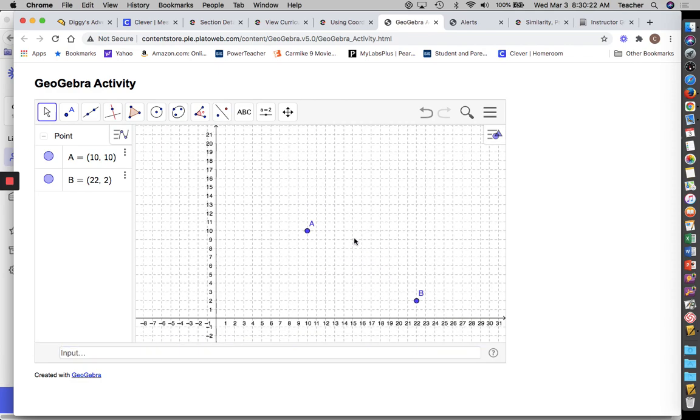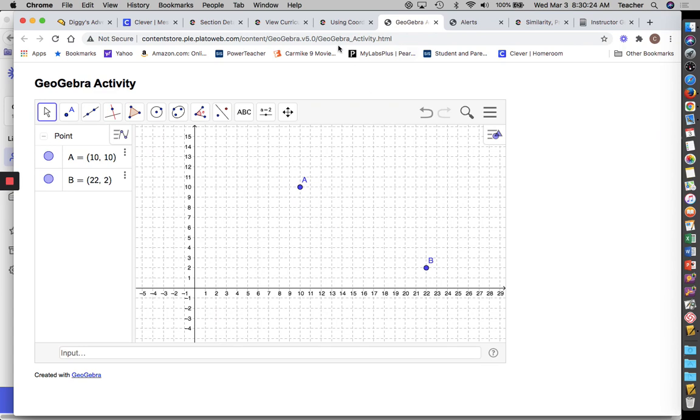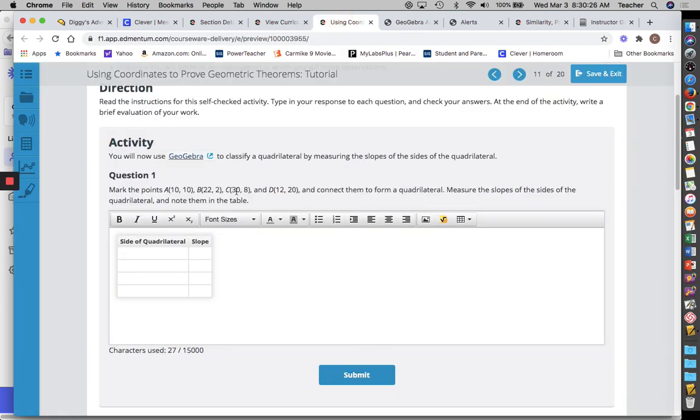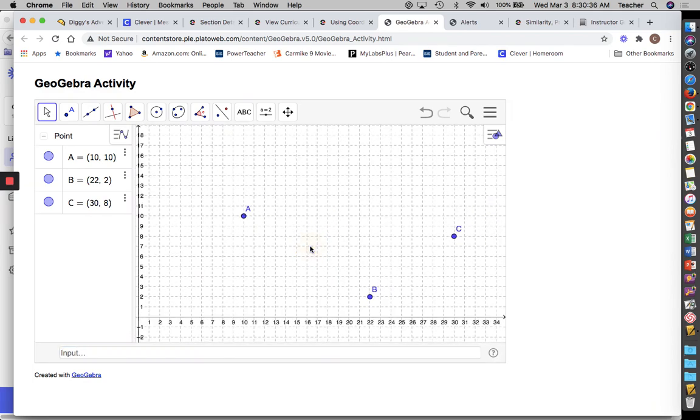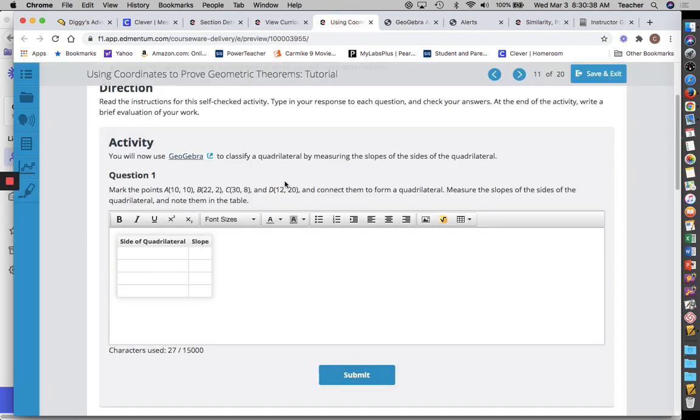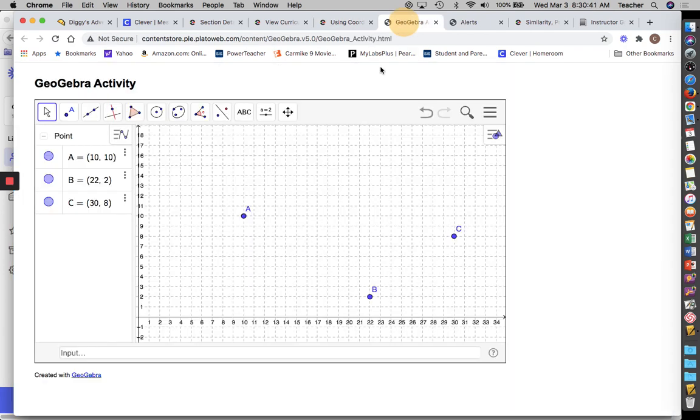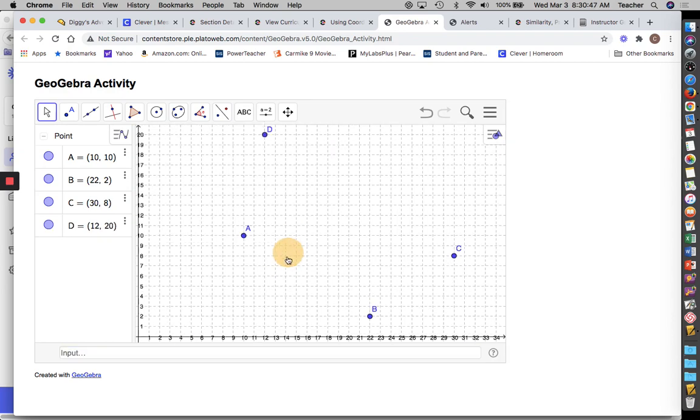I'm probably going to move this out so I can see it. Yep. Okay. All right, so let's see. Next is 38. So in parentheses, 30, comma 8. Hit enter. That's going to be way out there. All right. And the last one is 12, 20. In parentheses, 12, 20. Hit enter. All right, where's 12, 20? All right, there it is.